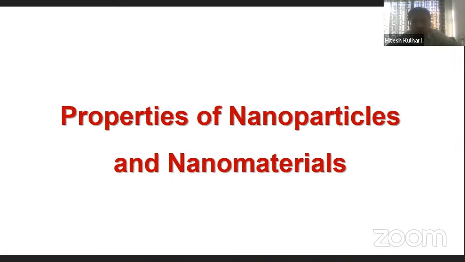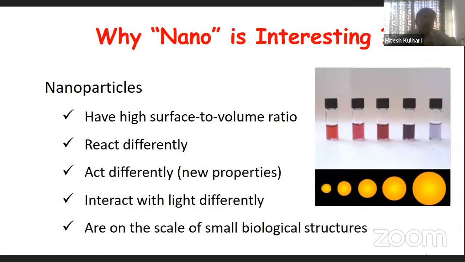So now we will see the various properties of nanoparticles and nanomaterials. Why is nano so interesting? If you look at the various research papers and research going on in physics, chemistry, or biology, it is mostly related to nano. Apart from basic science, all the applied science is roaming around nano. So why is nano so interesting?